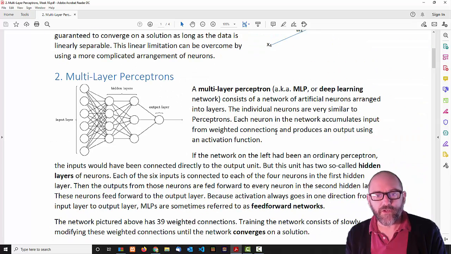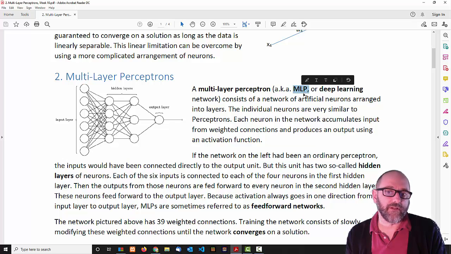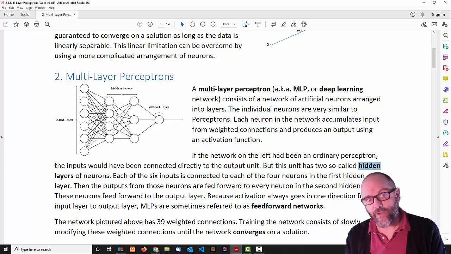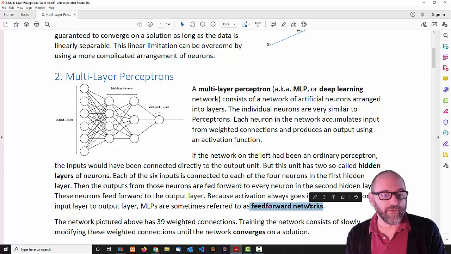Okay, so there's a bunch of terminology here. A multi-layer perceptron is sometimes called an MLP, or a deep learning network. There's the input layer and the output layer, and the layers in the middle are called hidden layers. The activation always goes in one direction. Usually they're drawn from left to right. So the input layer is here. It feeds its activation forward to this layer, which computes its activation and feeds it forward to this layer, which computes its activation and feeds it forward to the output layer, which gives us the output. Because of that, these are sometimes referred to as feed-forward networks.